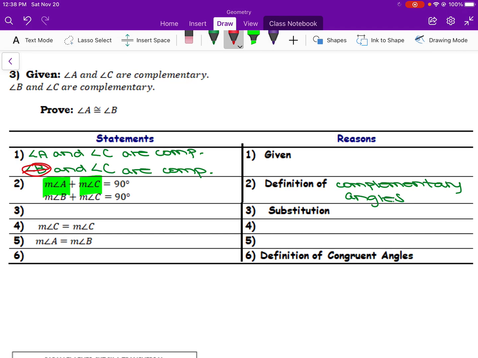Okay, all right. From there, we can say that the measure of angle A plus the measure of angle C equals the measure of angle B plus the measure of angle C. Because, let's reset our highlighting here. If this full expression equals 90 and this full expression equals 90, they're both the same value, so we can just equate them. And that's just substitution as well.